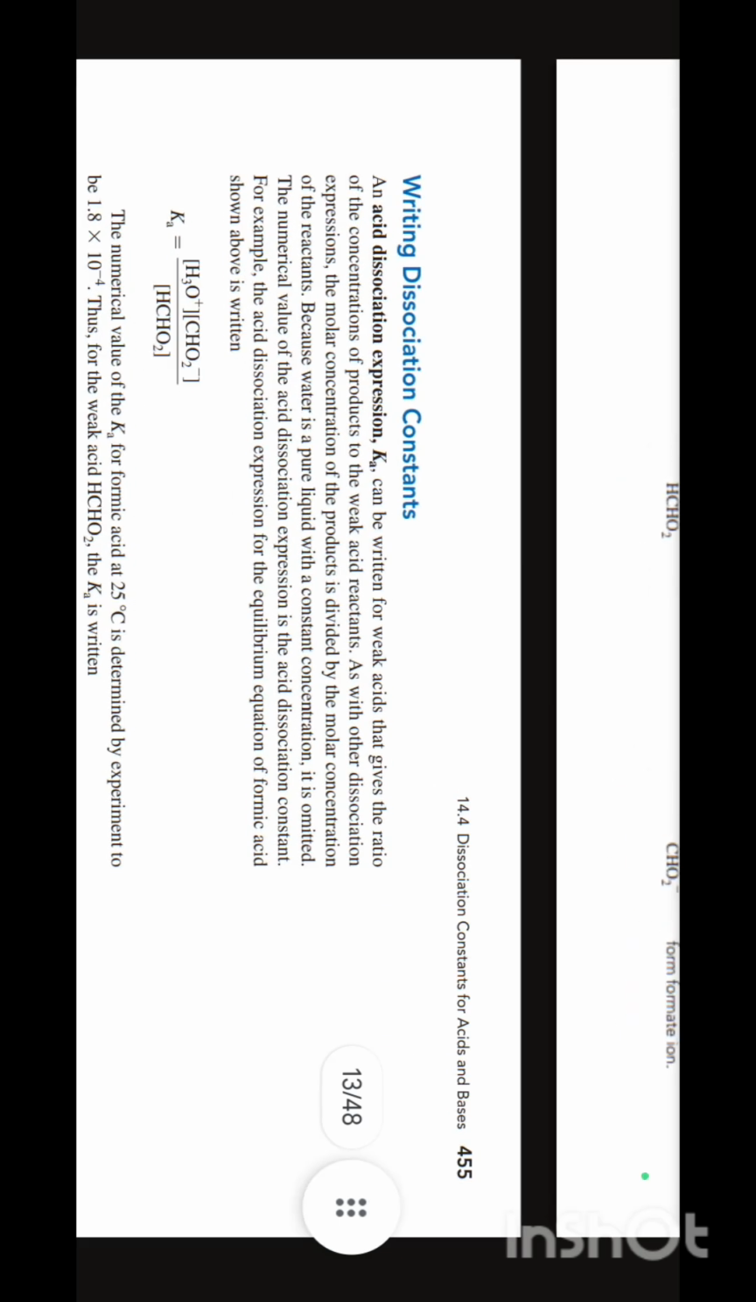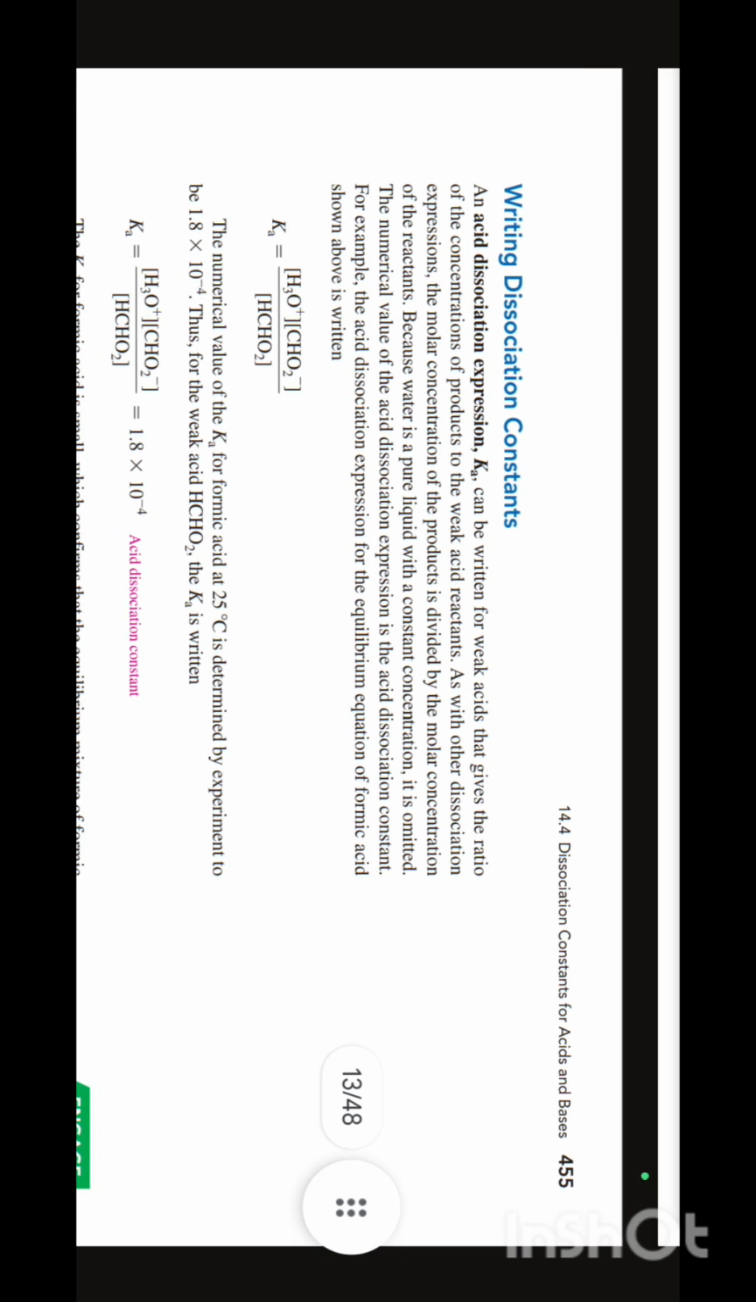Writing the acid dissociation constant. An acid dissociation expression Ka can be written for a weak acid that gives the ratio of the concentration of products to the weak acid reactant. As with other dissociation expressions, the molar concentration of products is divided by the molar concentration of reactants. Because water is a pure liquid with a constant concentration, it is omitted. The numerical value of the acid dissociation expression is the acid dissociation constant.